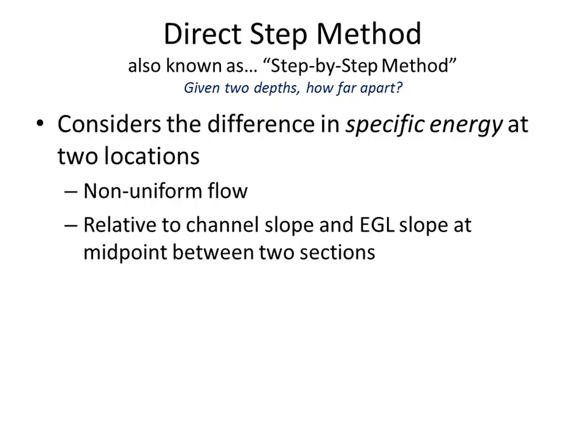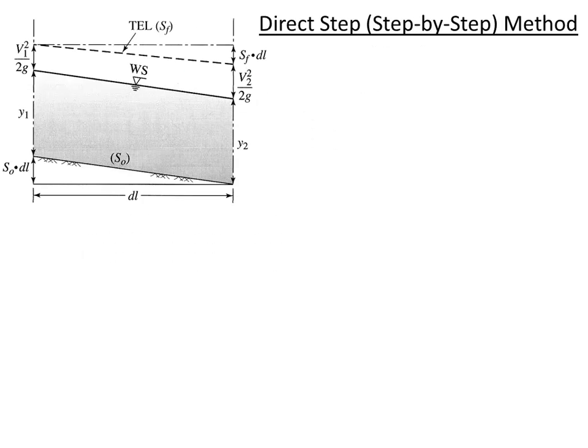And so what the direct step method does is it looks at specific energy at 2 points. And it compares the specific energy at the 2 points and also takes into account the difference between the slope of the channel bed and the slope of the energy grade line. And that's best illustrated by stepping through this diagram.